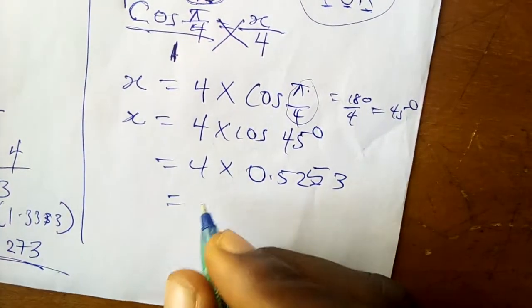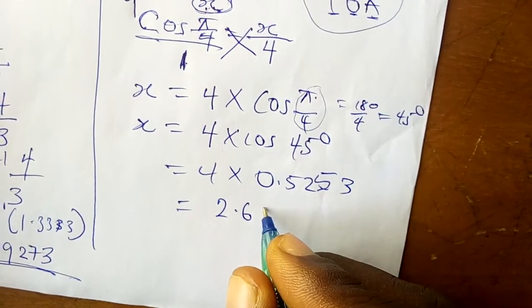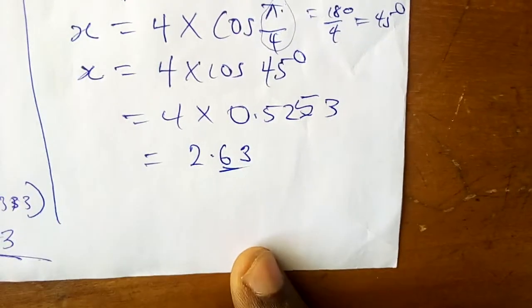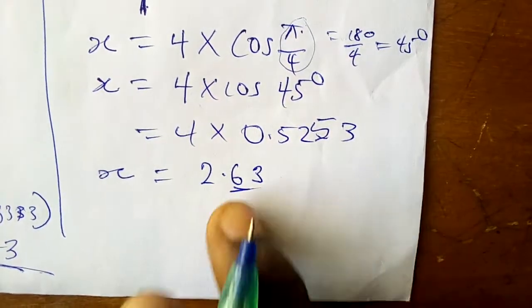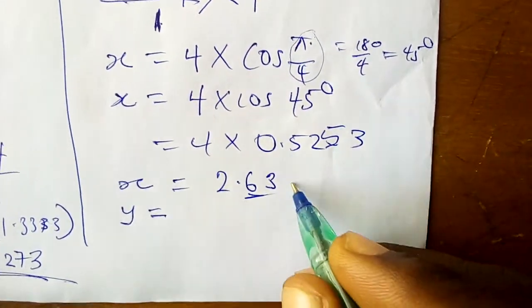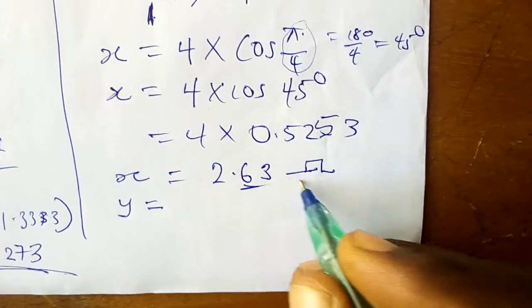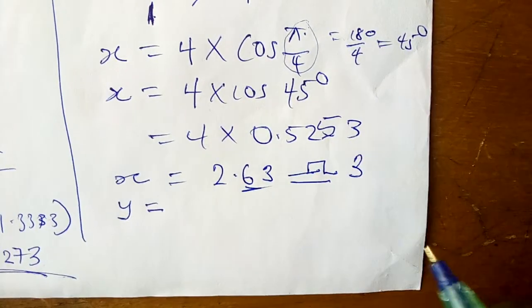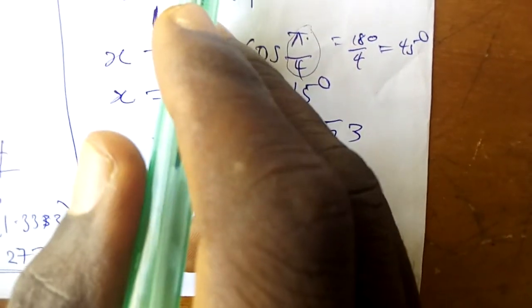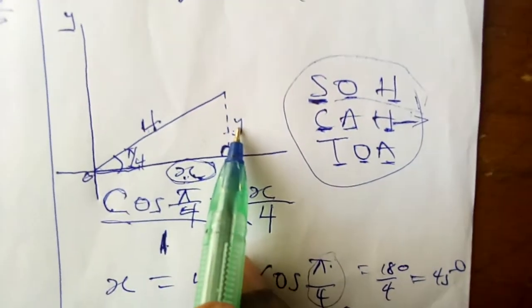Then multiplying your answer by 4, what do we have? We have something like 2.63. Let's convert that to the nearest 2 decimal places. So my x is 2.63. Now calculating for my y. Well, let's round this up to the nearest whole number. Let's say this is 3.